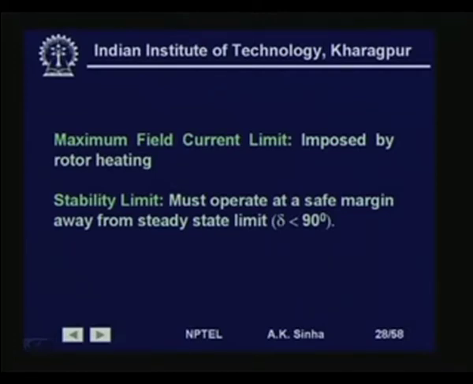This is imposed because if we have sudden outages or faults on the system, the machines need to absorb these sudden large changes or jerks on the system, and the transient stability of the system may be threatened if we work at larger delta angles. That is, if we go very near to delta equal to 90 degrees, then even small changes may bring oscillations which can make the system become unstable.